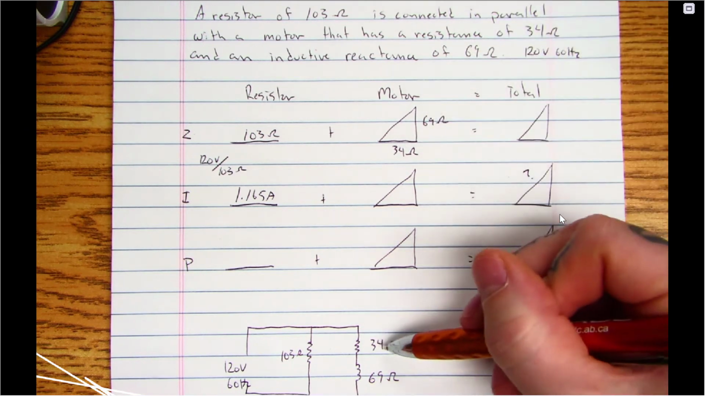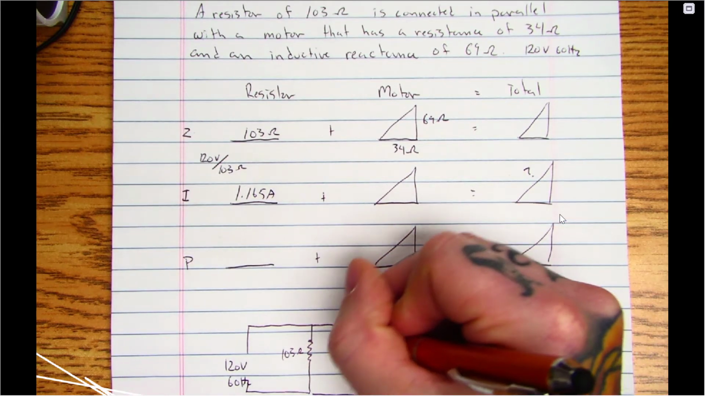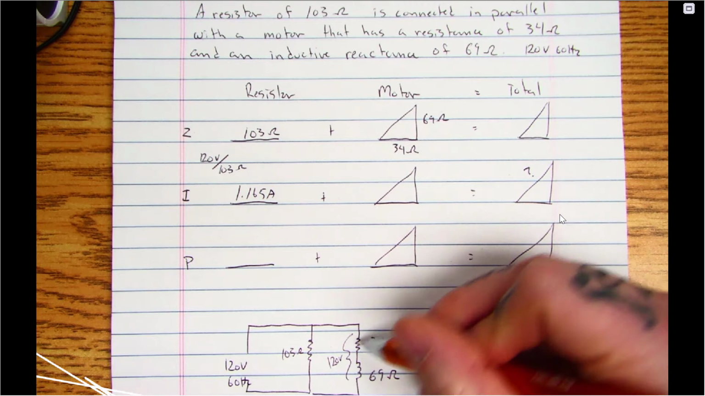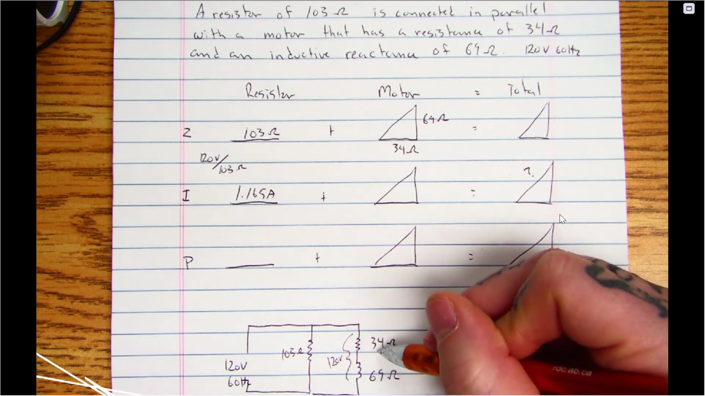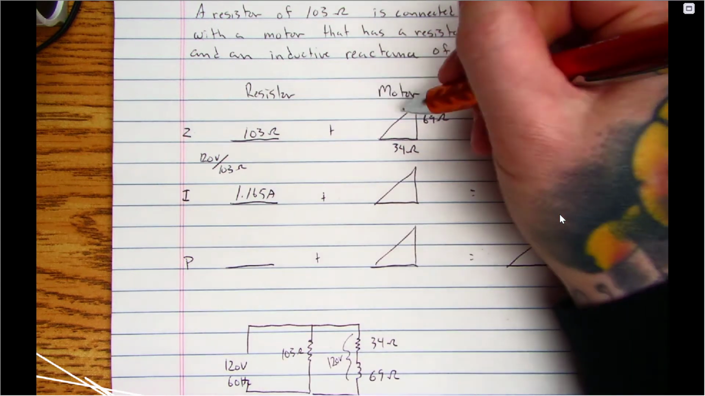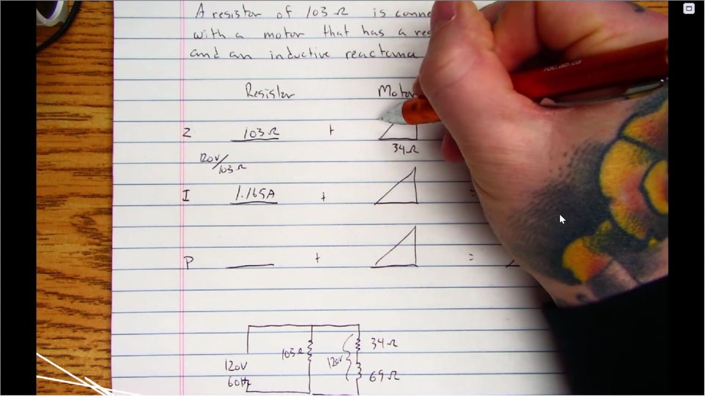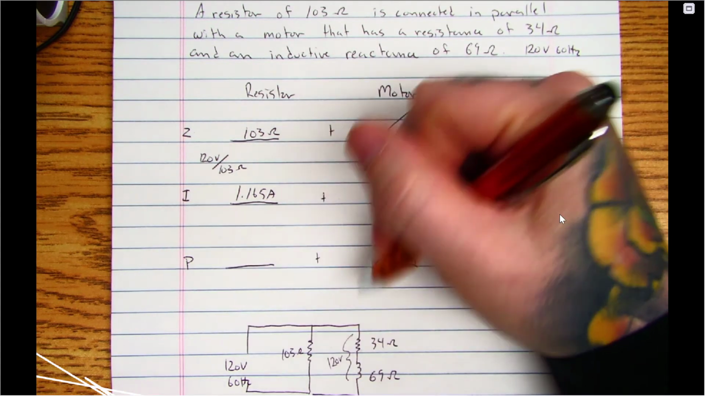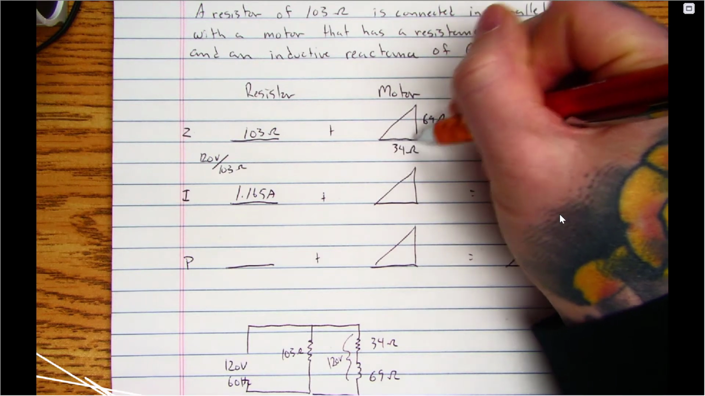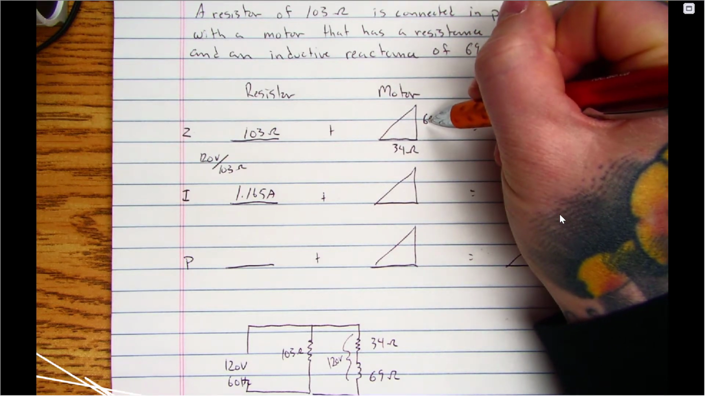The issue is if we look at this branch right here, this whole branch down here is seeing 120 volts. So each individual component is not seeing 120 volts because they're in series, so they're going to split that voltage. And we don't know what that value of voltage is, but if we can find the total Z of the motor, then we can use 120 volts to find the total current of the motor. So that's what we're going to do. Don't find these values here with 120 because you're going to get it wrong.